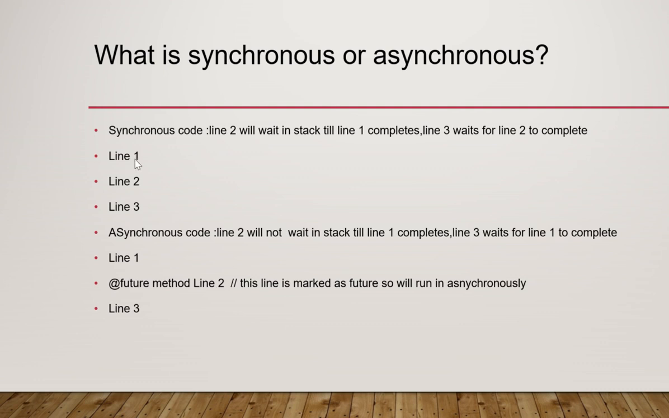So in synchronous, it was line 1, then line 2, then line 3. Here it is line 1, then line 2, but then immediately line 3. Line 3 will not wait for line 2 to come back because you have marked it as future and it is running asynchronously. So this is the basic concept of synchronous and asynchronous that you should know. Always go back to the annotations and other videos which talk about asynchronous programming.